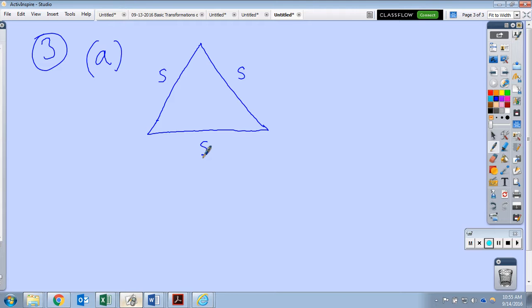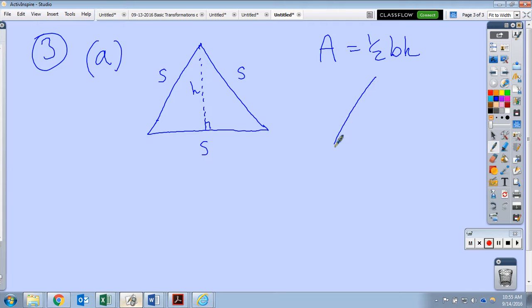We know that the area of any triangle is 1/2 base times height. But for an equilateral triangle, let's see if there is a way to express the height H in terms of S. It's a 30-60-90 triangle. Good job.